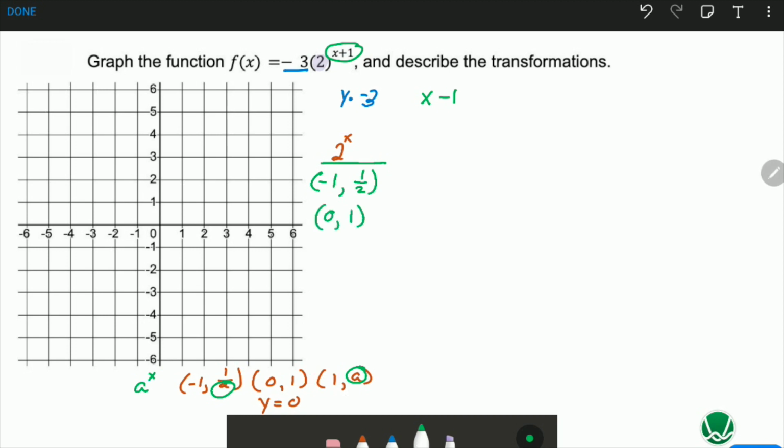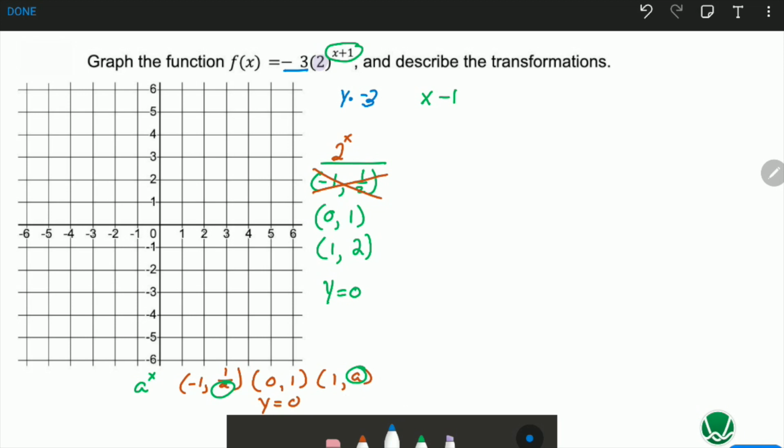0, 1, 1, a, which is 2, and then y equals 0. Now, usually I just use 2 reference points whenever I graph this. I usually don't use the fraction one. You can always use the fraction one if you need more detail, but usually the 2 points and the asymptote are good enough for most purposes in Algebra 2.